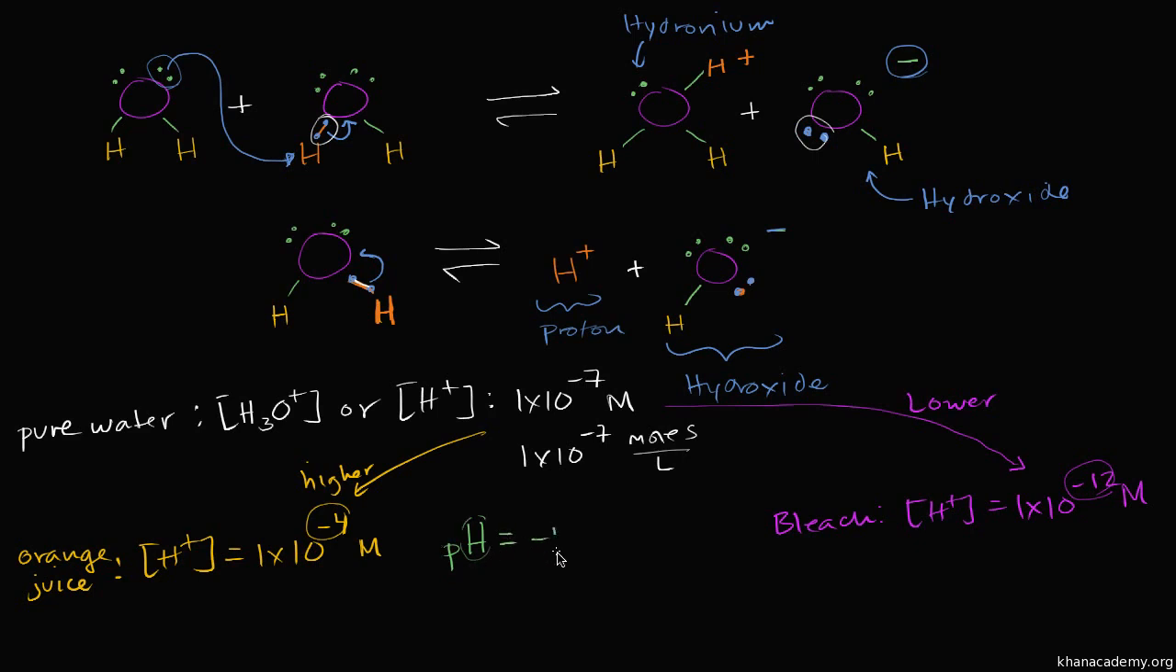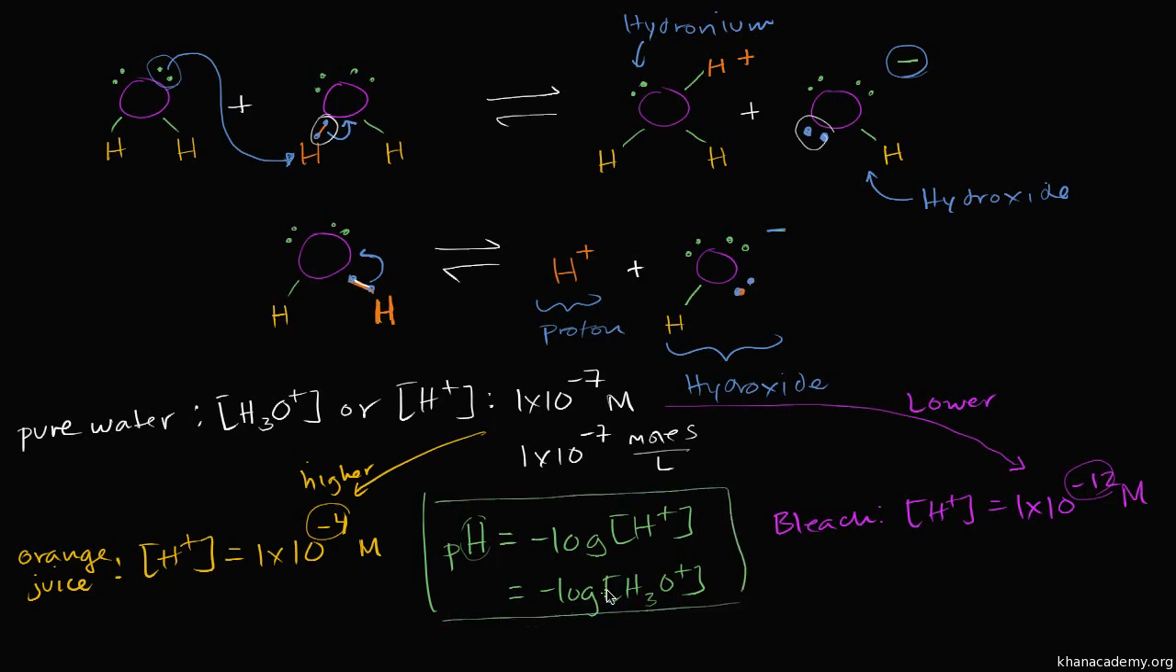But this is defined as the negative log, and if we don't write a base, you assume it's base 10, of the hydrogen ion concentration, or equivalently the negative log of the hydronium ion concentration, because the hydrogen ions are really hydronium ions, H3O. It's really the same thing. So given this definition of pH, let's calculate the pHs for pure water at 25 degrees Celsius, the orange juice, and this bleach.